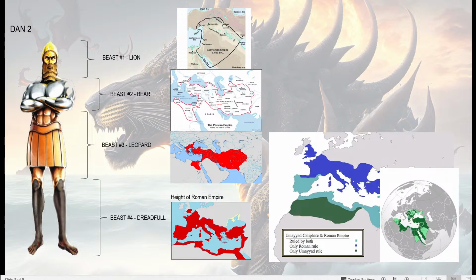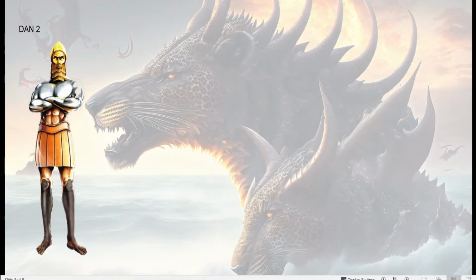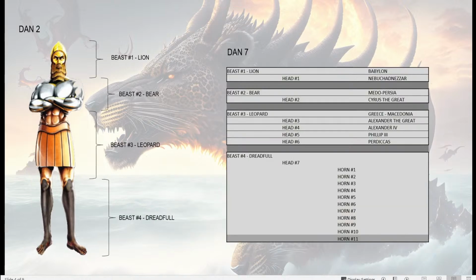So this was just a comparison, if you remember. We looked at the height of Rome versus the Umayyad Caliphate reign. And then we drew correlation between Daniel 2 and Daniel 7. The lion is the first head, the bear is the second head, the leopard is the third beast with four heads, and then the fourth beast, the dreadful beast, has a head with 10 horns. And in Daniel, it mentions an 11th horn that springs up.